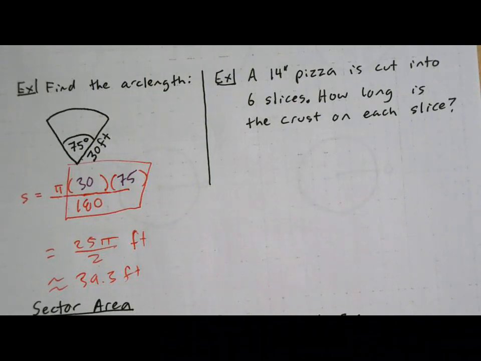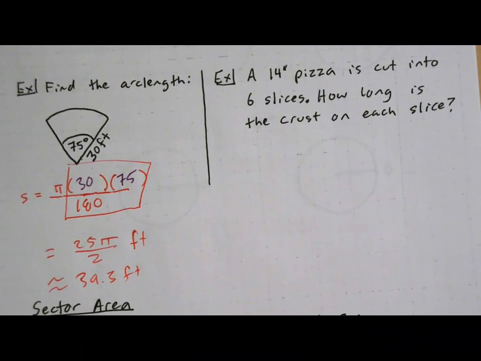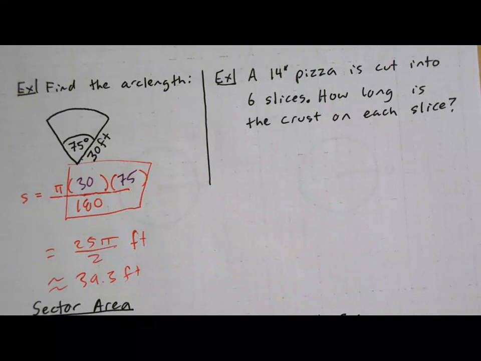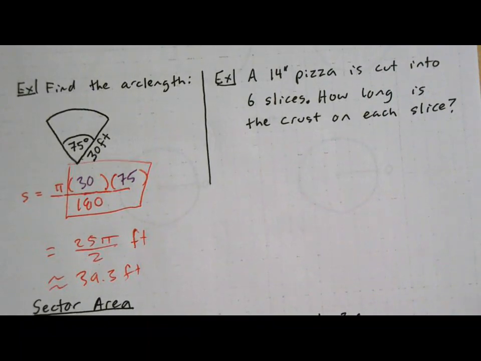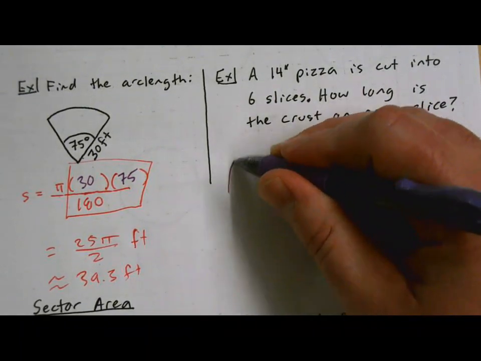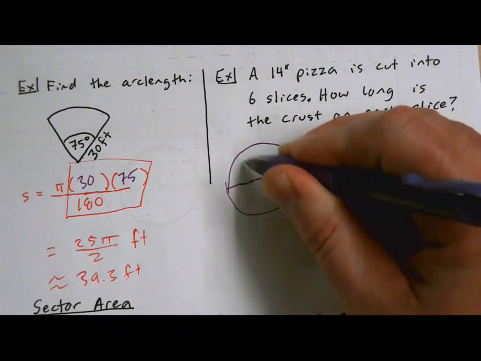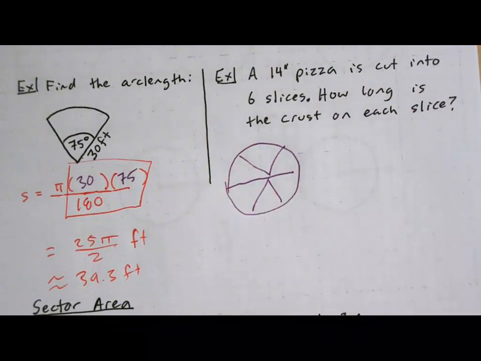14-inch pizza cut in 6 slices. How long is the crust on each slice? There's other ways we could do this problem. Back in geometry, if you didn't know about arc length, how would you solve this problem? 14-inch diameter, yeah. So you would figure out, back in geometry, you probably would have figured out what the circumference of the whole pizza was and cut it into 6 equal slices. But let's do it the pre-calc way. I'm going to make a sketch of my pizza here. 6 slices.